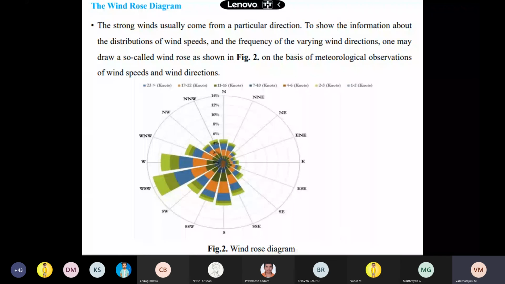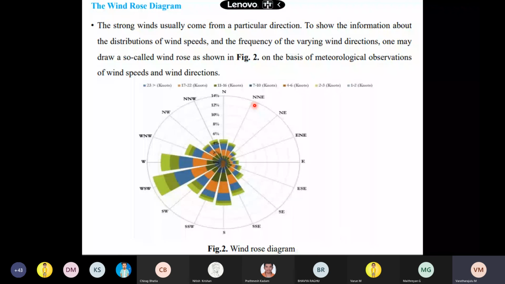It was in knots, which is 23 greater than 23 knots, and which varies from 70 to 22, 11 to 16. This was the direction, various directions, and with that we can find what the wind was, and with respect to the frequency we can identify, and based on these data the installation may be feasible.